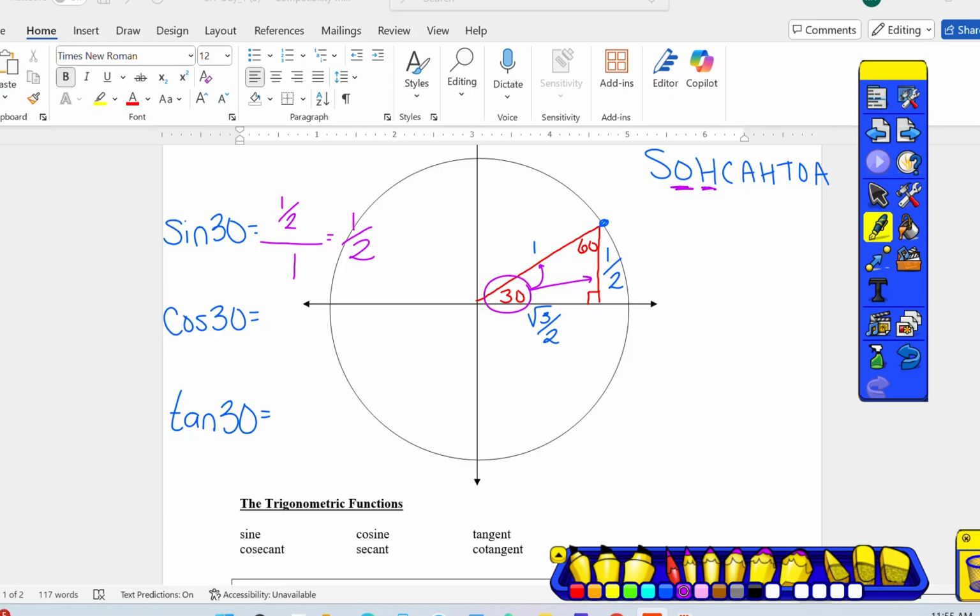The cosine of 30 is adjacent over hypotenuse. So 30 degrees. The adjacent side is the side next to 30, but not the hypotenuse. So √3/2 over the hypotenuse, which is 1. That just reduces to √3/2.